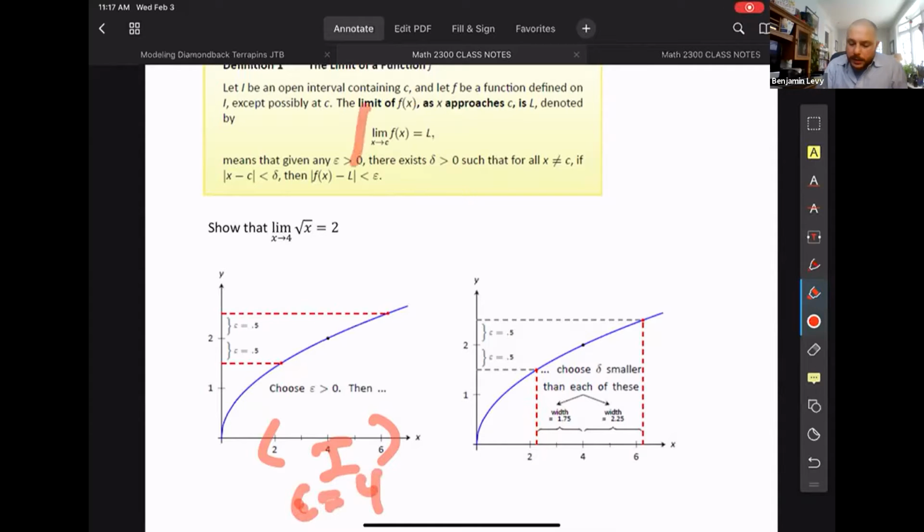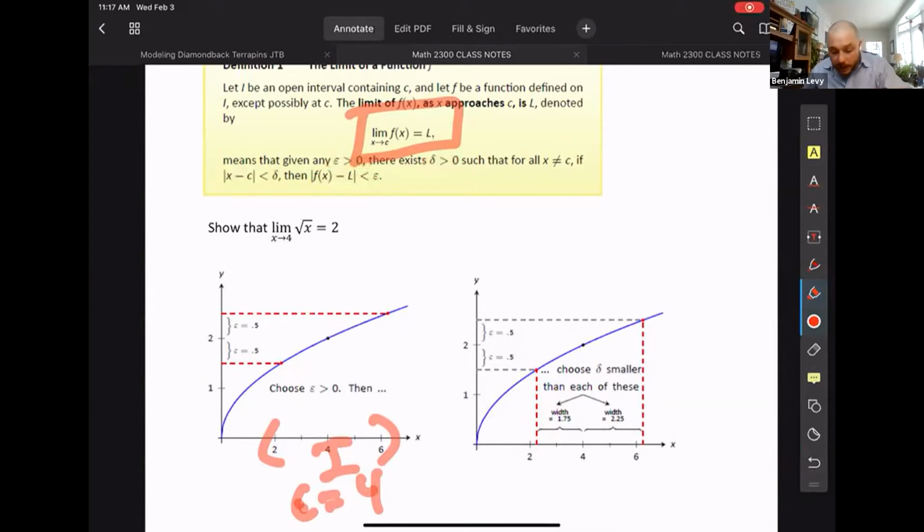So this limit as x approaches C equals L. What that means is that no matter what number we pick, so for any epsilon bigger than 0, there's some delta bigger than 0, such that if |x minus C| is less than delta, then |f(x) minus L| is less than epsilon.